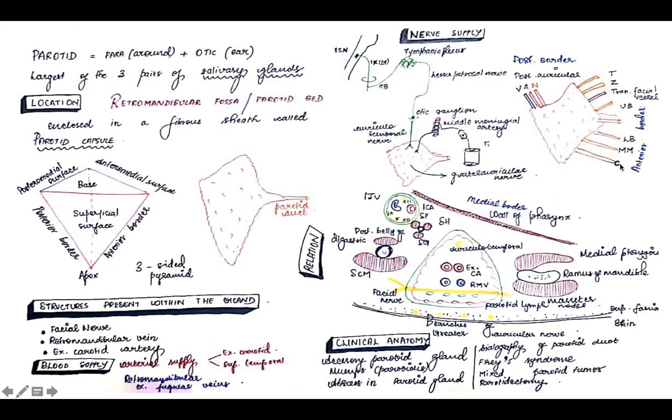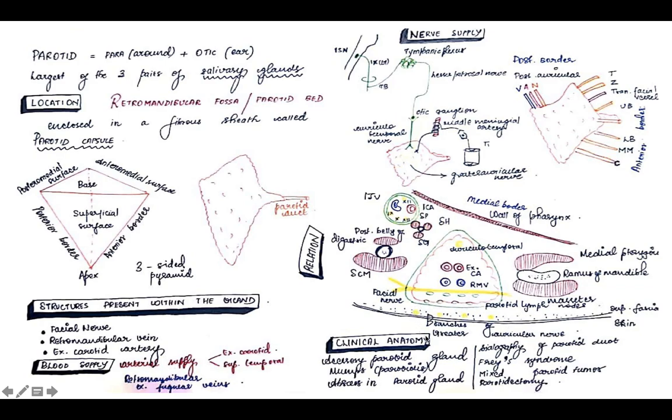Now let us move on to the structures related to the borders. The anterior border is related to the facial nerve and its branches, that is the temporal branch, the zygomatic branch, the upper buccal, the lower buccal, the marginal mandibular, and the cervical branch of the facial nerve, along with the transverse facial vessels. The posterior border is related to the posterior auricular vein, the posterior auricular artery, and the posterior auricular nerve.